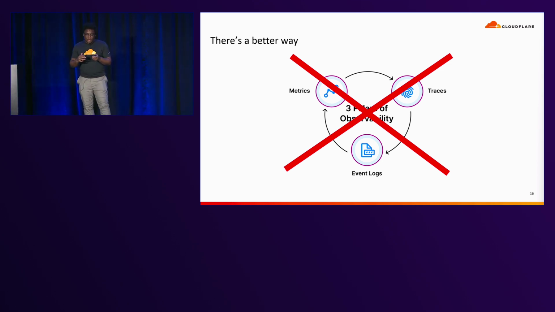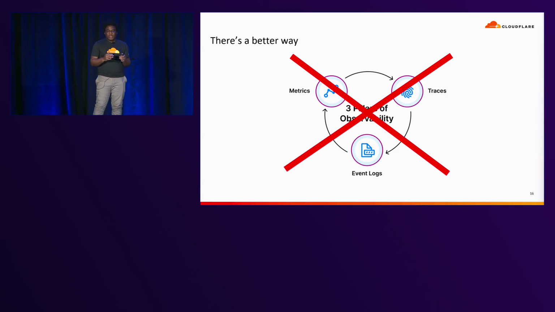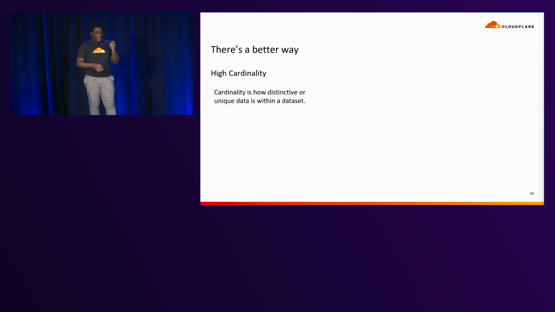And now we're going to talk about a few principles that, if you follow them, it doesn't really matter which format your data is. If you follow these principles, you are going to have, quotation marks, best-in-class observability. So there is a better way. And those principles are high cardinality and high dimensionality. Let's start with high cardinality.